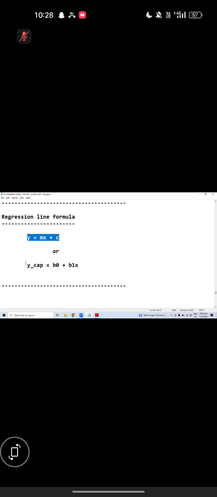Or you can even say it like this. This is called y cap. Y cap equals b0 plus b1 of x. Is this formula important? Very, very important. Even if I say y equals mx plus c, otherwise you can still say y cap equals b0 plus b1 of x. That's still okay. Move on.